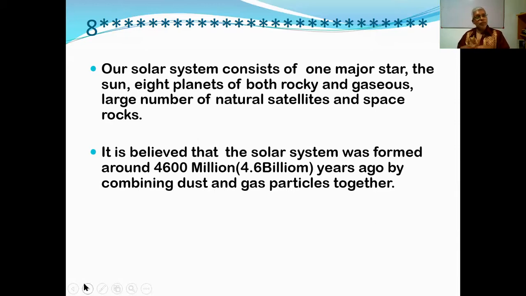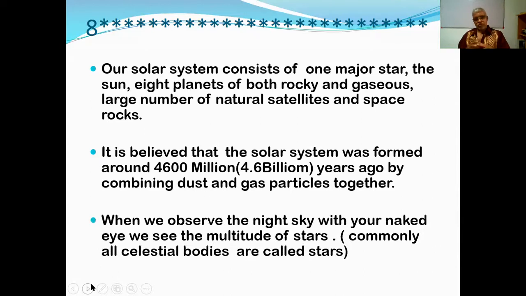Hypothesis means kalpita in Sinhala. It is not actually something seen, but it is something we imagine and explain. Such a thing is called a hypothesis.